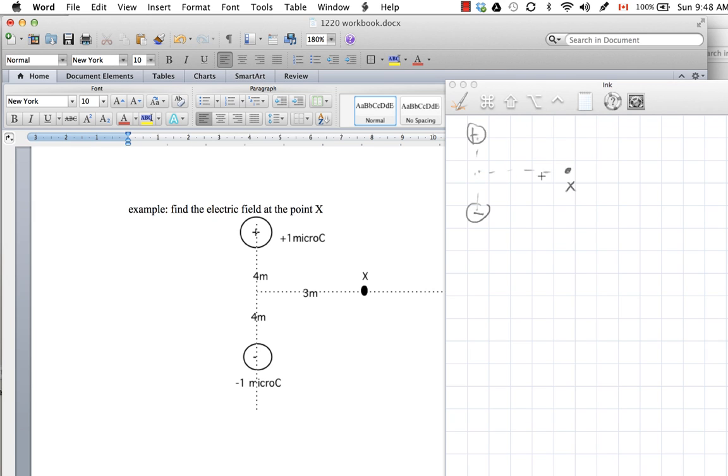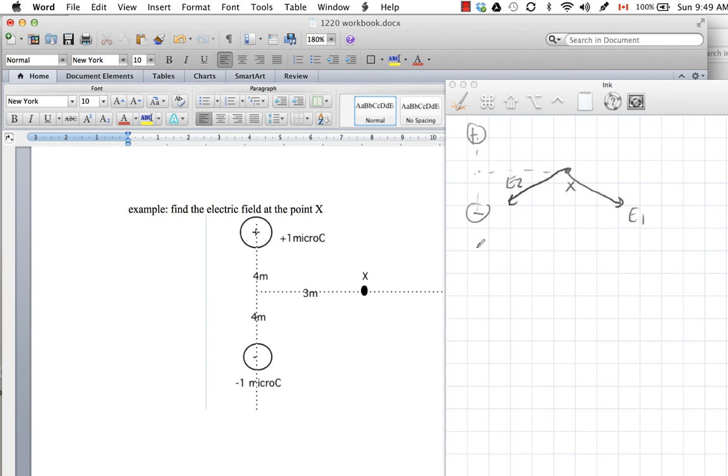So here's the field point x. Electric field is away from a positive, so the first one, I guess we'll call it E1, goes that way. And electric field is towards a negative, so the second field, I guess we'll call it E2, goes this way. Now, we've got lots of symmetry here. It's the same charge, and it's the same 3-4 geometry. So we expect that these two will have the same magnitude.